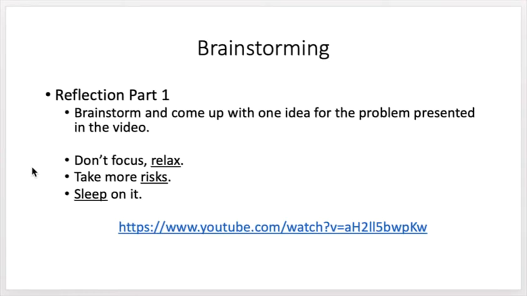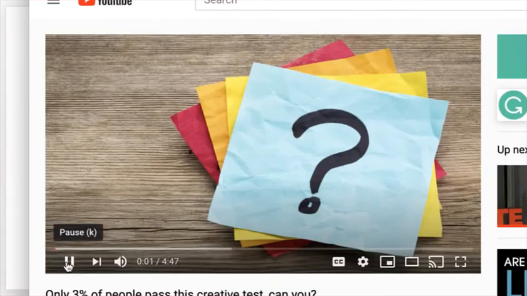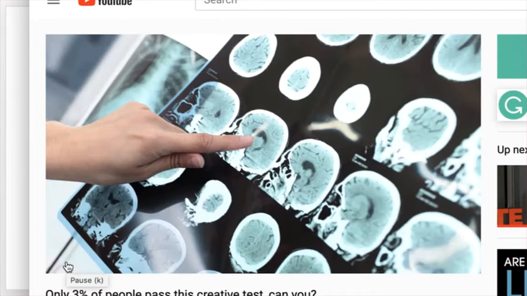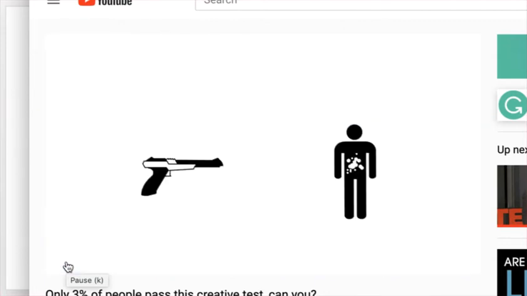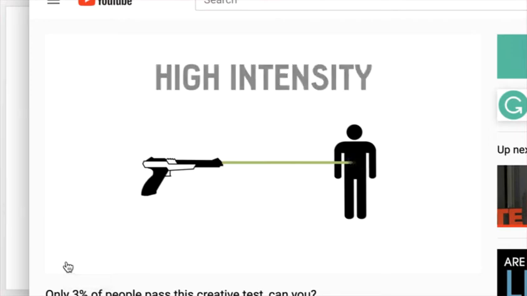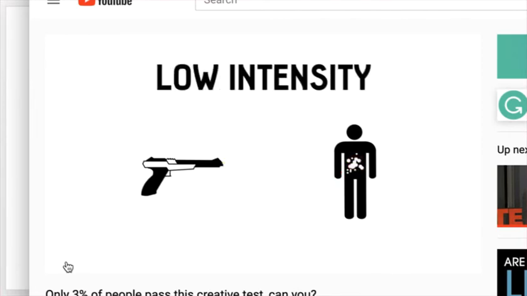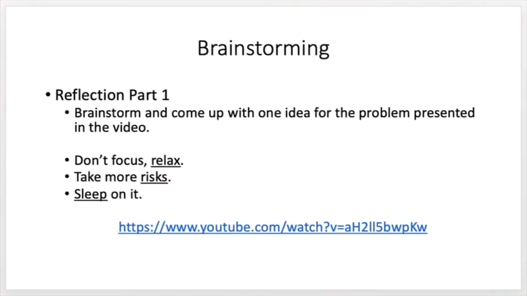So for reflection part 1 for today's work, we're going to watch a little video, and then I'm going to have you come up with a solution to a problem which only 3% of people can solve. Imagine you're a doctor and one of your patients is about to die from a tumor. You can't perform surgery, but you do have a ray gun which can focus a high-intensity ray to destroy the tumor. Now, there's a problem. At this high intensity, the ray will also damage the healthy tissue it passes through. If you try to lower the intensity, the healthy tissue is safe, but it no longer has the energy to destroy the actual tumor. So, how can you destroy the tumor without damaging the healthy tissue?